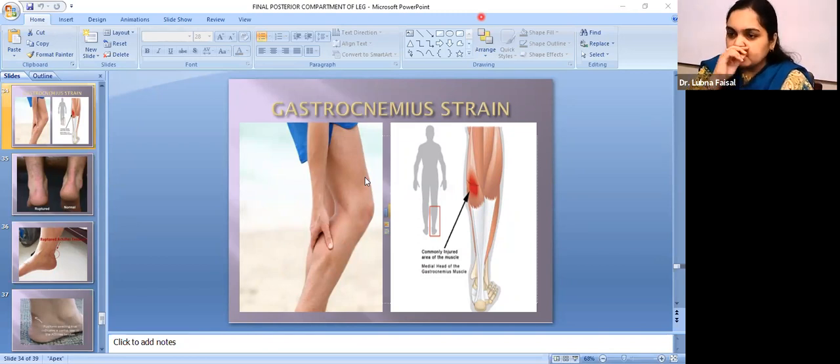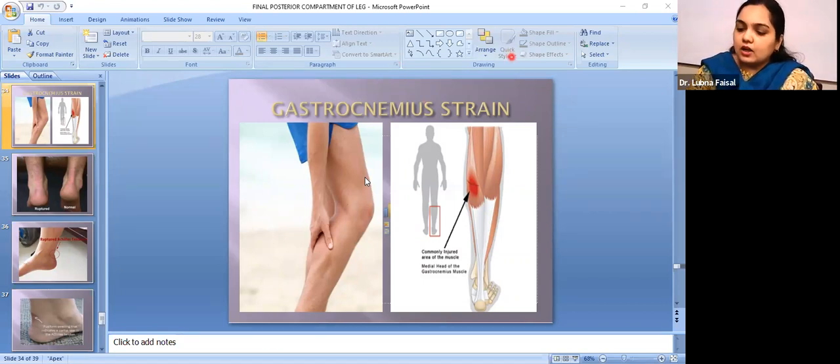Sustentaculum tali is simply the anterior groove present anteromedially. Once you do the osteology of the foot, you will get more knowledge regarding the sustentaculum tali. Any question related to the topic again?